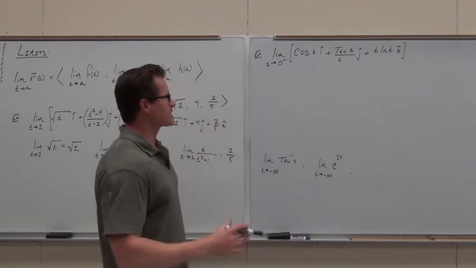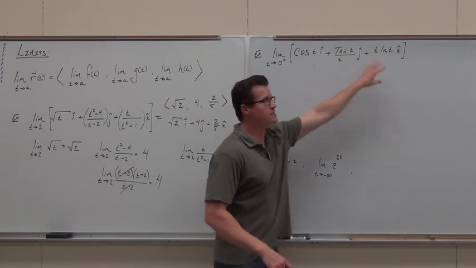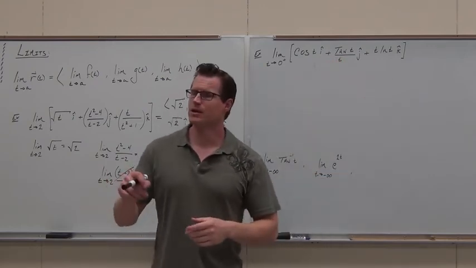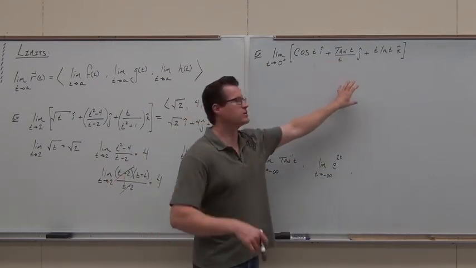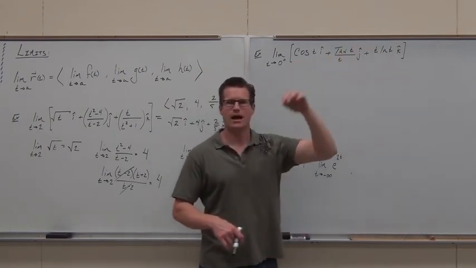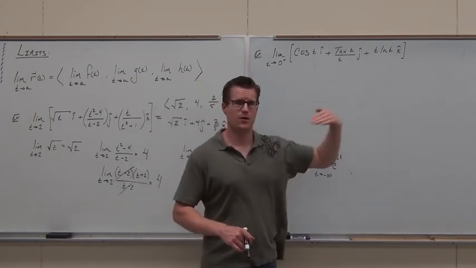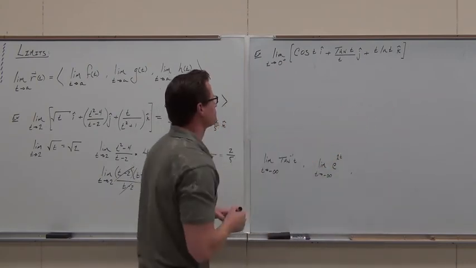The next one, same exact thing. We still have a limit. It's obviously a vector function. We have x, y, and z. Let's write out the limit of each of those components individually. Why don't you go ahead and do that right now? Limit of cosine t, limit of tangent t over t, limit of t ln t as t approaches 0 from the right. You remember what that means, from the right.